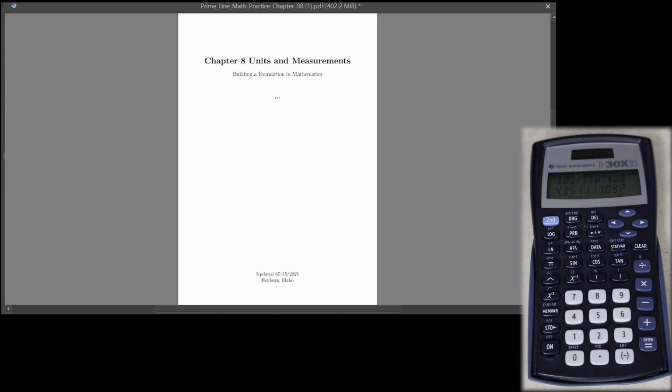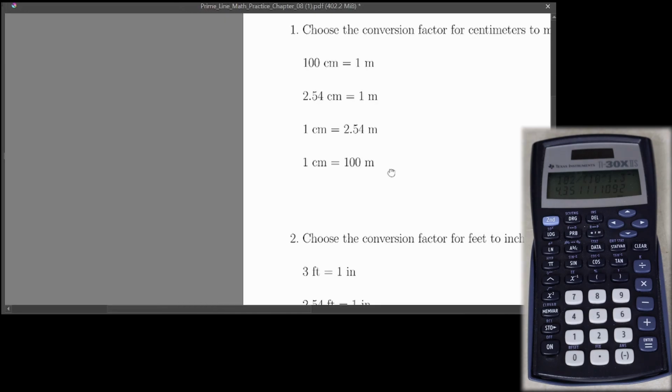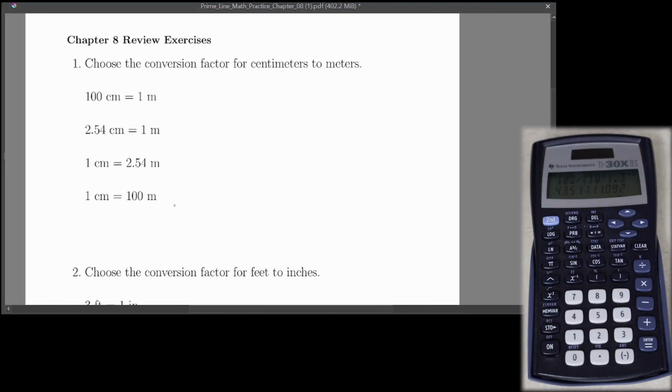Chapter 8, Units and Measurements. There we go. Okay, so we want to choose the unit and measurement.